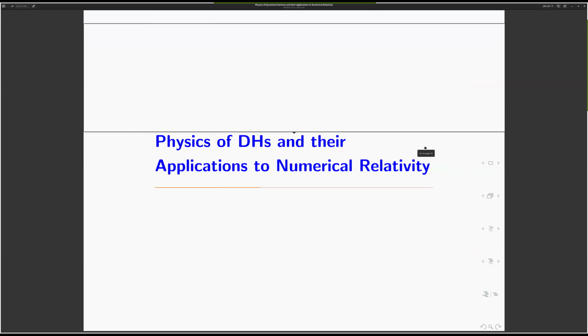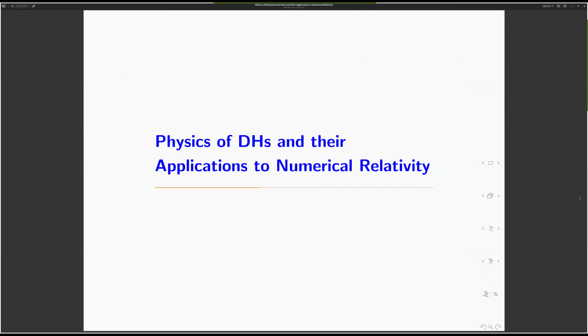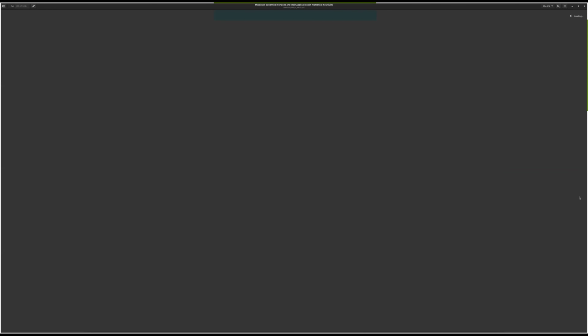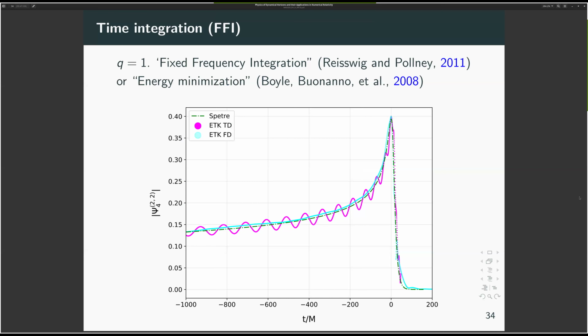Hi. So I have a small question. When you talk about this integration method, that fixed frequency integration, why does that give different results compared to the other code? I mean, what is so special about this?